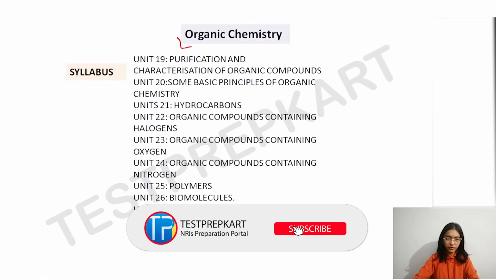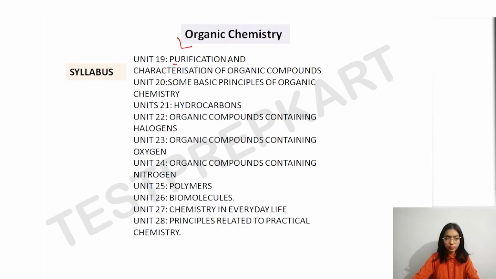Firstly, organic chemistry. The syllabus of organic chemistry according to JEE: purification and characterization of organic compounds, basic principles of organic chemistry, hydrocarbons, organic compounds containing halogen, organic compounds containing oxygen, organic compounds containing nitrogen, polymers, biomolecules, chemistry in everyday life, principles related to practical chemistry.